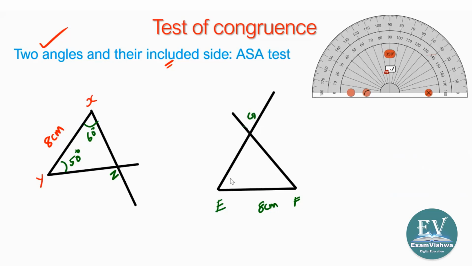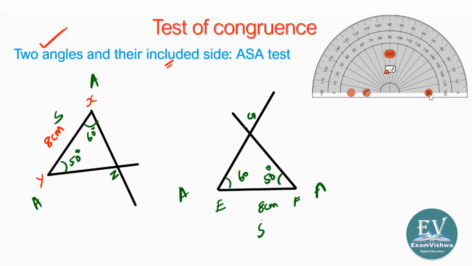These two triangles must be congruent. Here it is 60 degree and here it is 50 degree. Now these two triangles are congruent. This is one angle, this is side, this is another angle. Angle 60, side 8 centimeter and another angle 50. Both are congruent, and there is no other way left than these two triangles to be congruent.